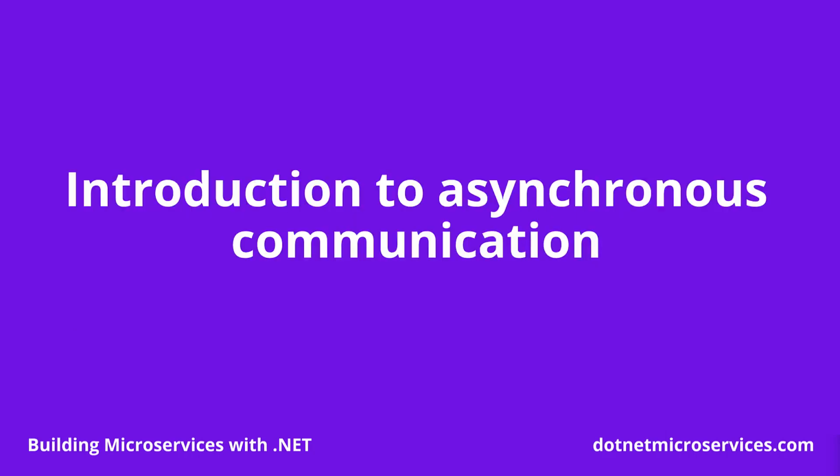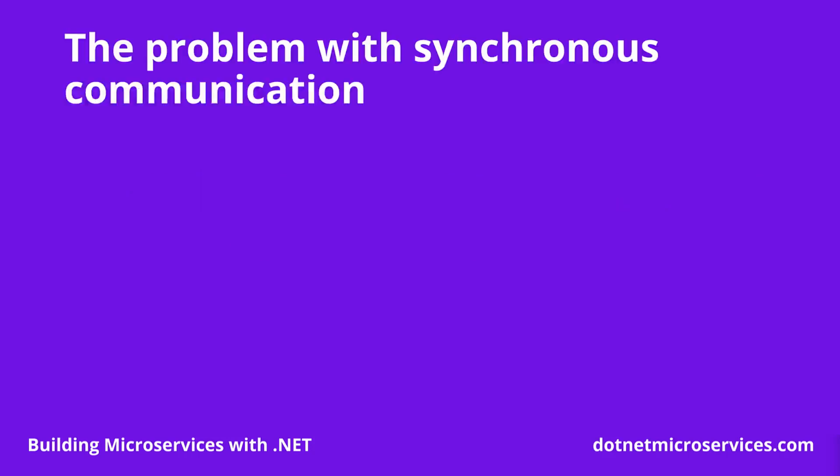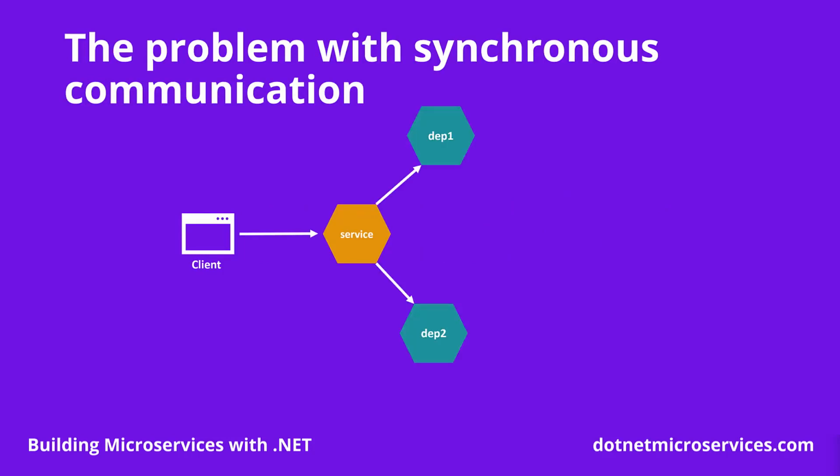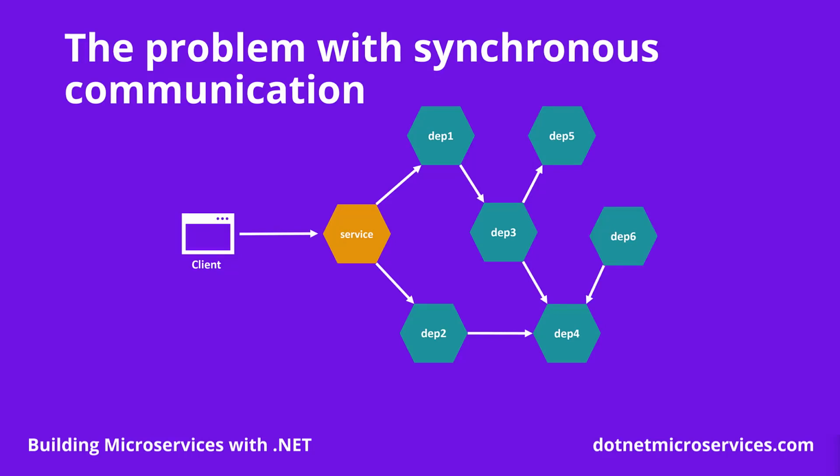In this lesson, we will learn about the asynchronous communication style and how it can help us enable much more resilient communication between our services. Imagine a scenario where after receiving a request from a client, our microservice needs to reach out to two other microservices. Also, each of these services need to get in touch with other services, which in turn might need to further reach to more services. There may also be services that depend on the services that our service depends on.